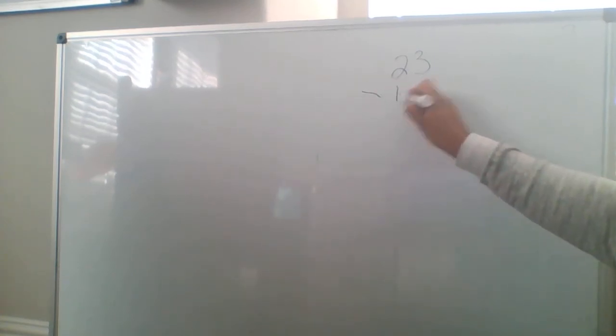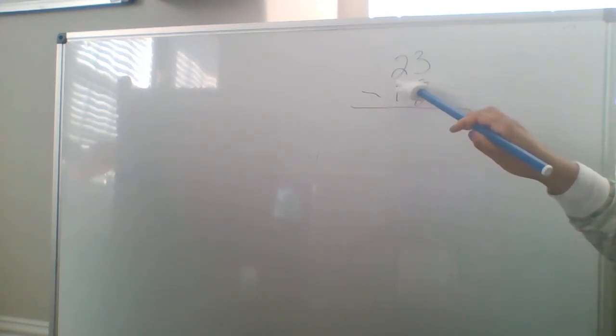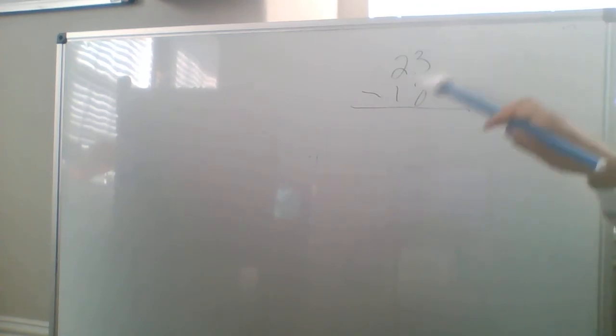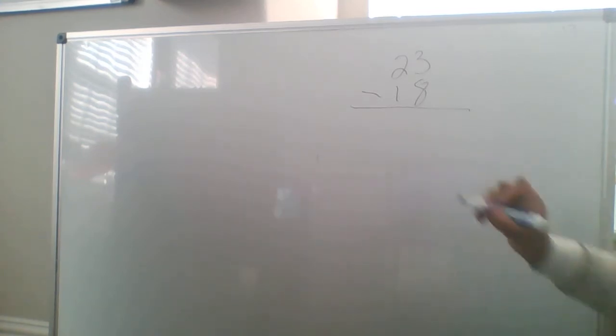23 minus 18. When we did math in school, we would borrow from the 2, right? Cross this out, make it 13, borrow from the 2, make that a 1, and solve from there. However, that's not really the appropriate way. You can't borrow numbers. You can borrow money, but you can't borrow numbers. So here's the right way to think about it.